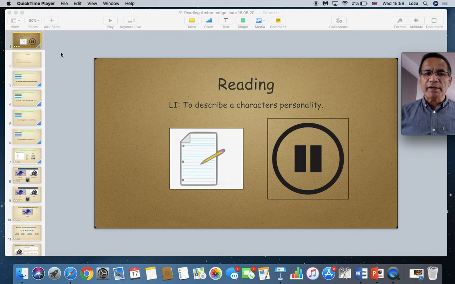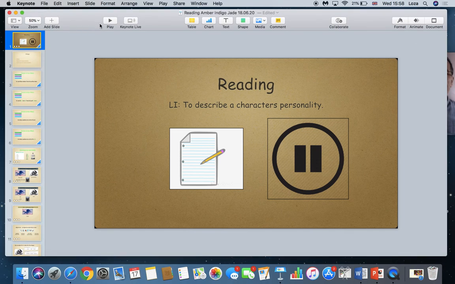Today the aim will be to describe a character's personality. Yesterday we were describing the dragon's appearance. So today we will describe the dragon's personality. So let's begin our lesson.